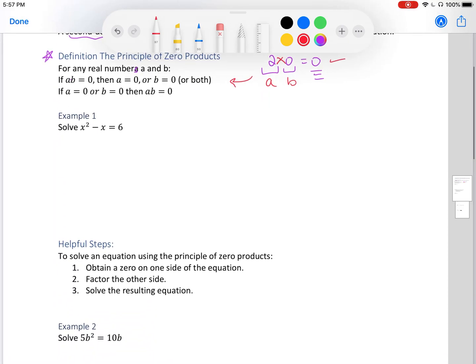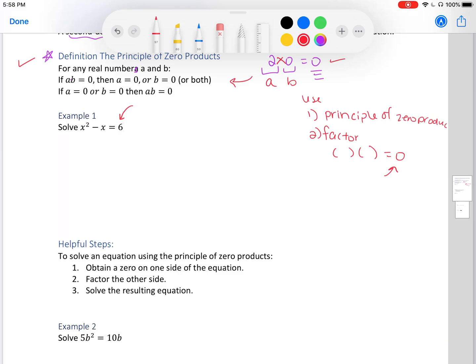So let's take a look at this example. Example 1. We want to solve x squared minus x equals 6. Well, we haven't done a problem like this. So how would we approach it? Well, we can use our principle of zero products, and we can also factor, so that we can create two factors and then set them equal to 0. But just like we said, we need to set them equal to 0. So let's set this equal to 0.